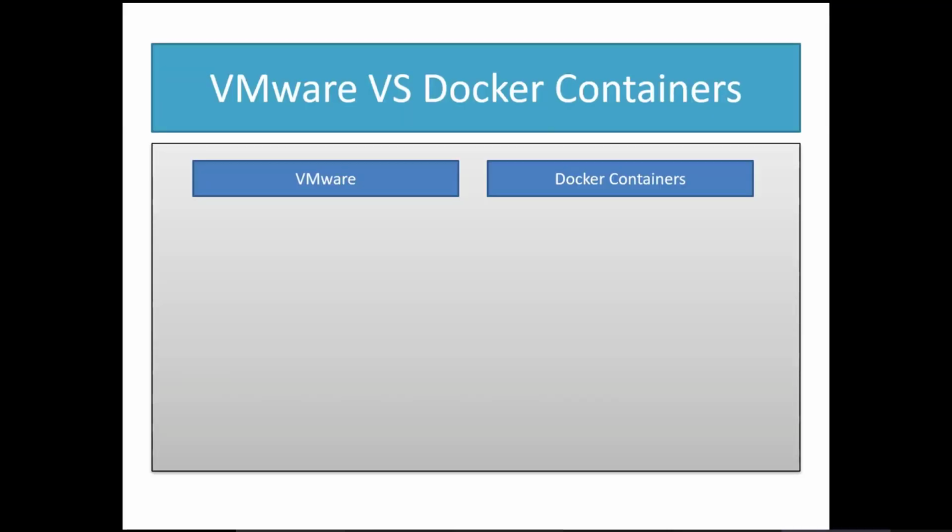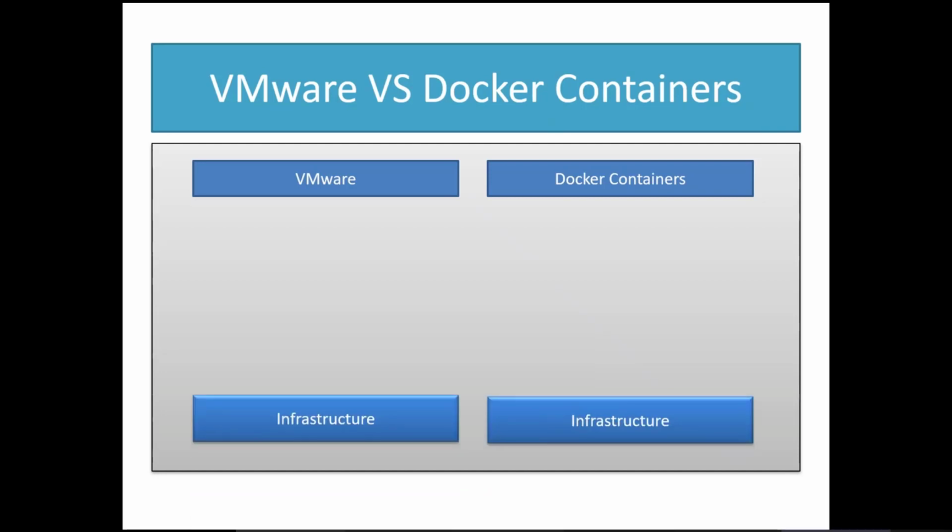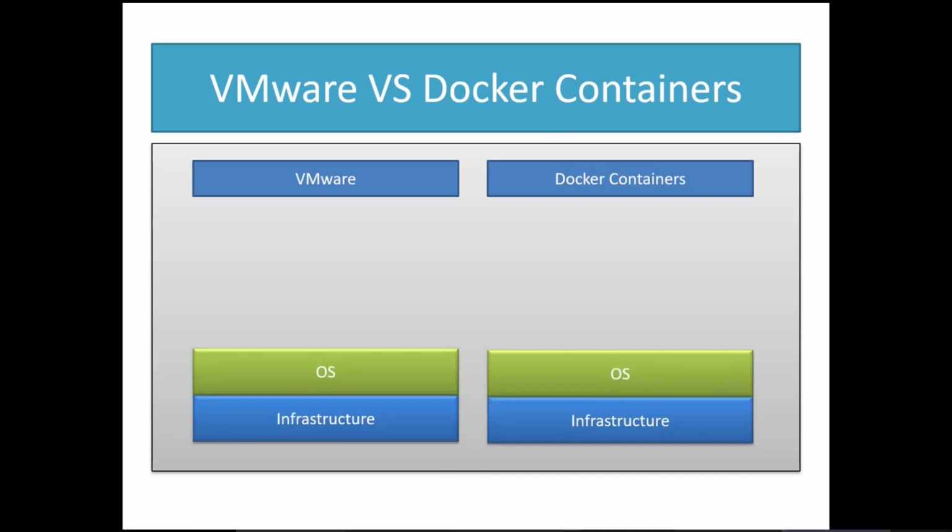Speaking of Docker, what are the differences between a physical server or VM and Docker containers? When we look at VMs and Docker containers, let's see exactly the main differences. First, both of them require infrastructure. Both of them require an OS to be installed.